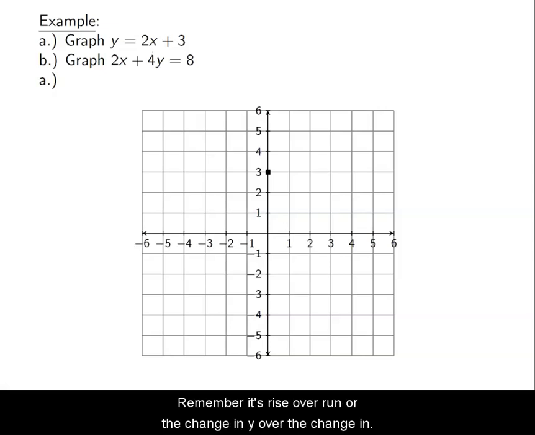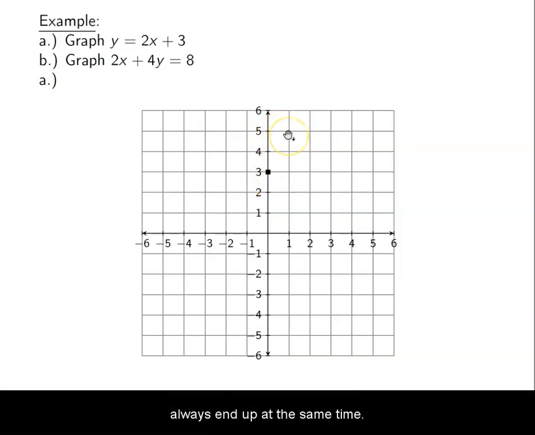So remember, it's rise over run, or the change in y over the change in x. So we need a fraction. 2 as a fraction is 2 over 1. So that means as I move in the forward direction, I will go up 2 over 1, or you can think about it as going over 1 up 2. It doesn't matter. I'll always end up at the same point.